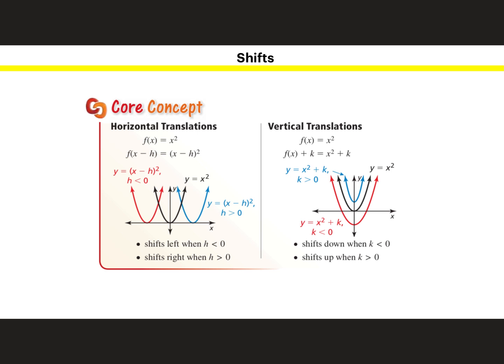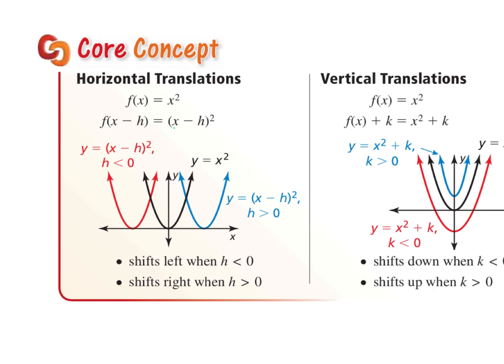On the next slide, it talks about our shifts. We can have a horizontal translation if we are adding something on the inside, inside of the parentheses. That tells us if we move left or right. Again, if we are adding, we go to the left. If we are subtracting, we go to the right.